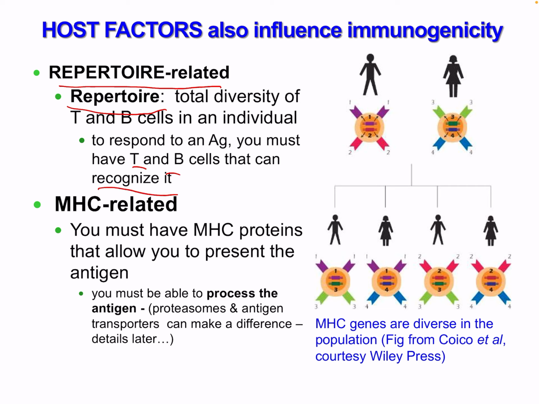This is all, as we discussed with B cells, the very many different mechanisms we have to have a huge range of receptors that can recognize many different antigens. And we also have MHC related factors, where we must have MHC proteins that allow you to present the antigen. So you must be able to process the antigen, so the proteasomes and antigen transporters can make a difference, and we'll get into these later.